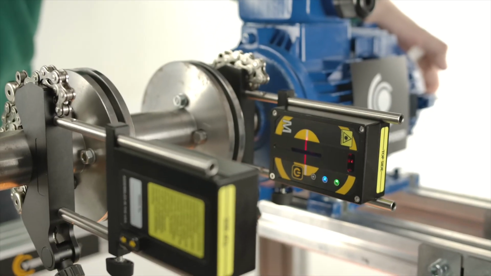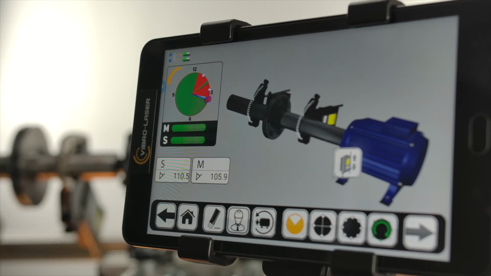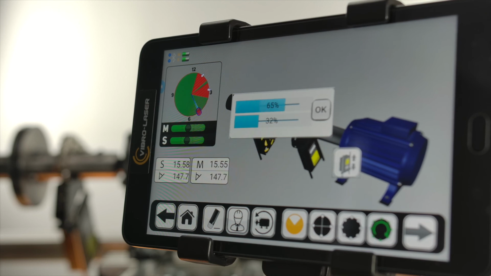The alignment measurement procedure is the same for machines with or without spacer or cardan shafts. In this case, the screens during the measurement process will be common to all coupling types.